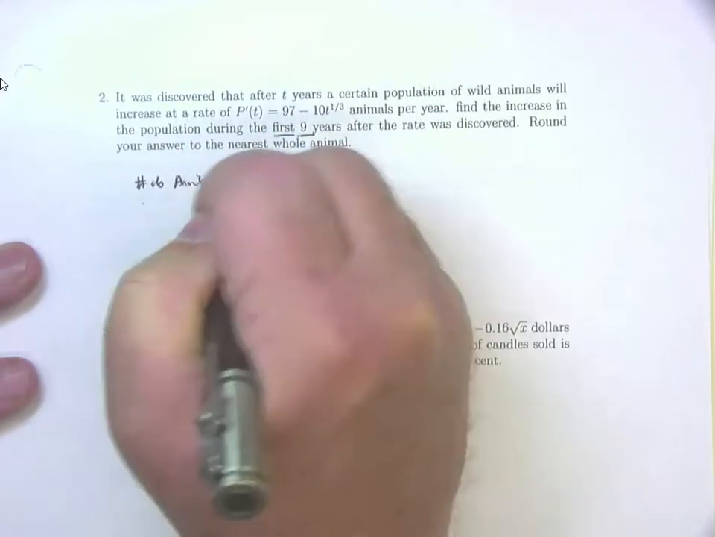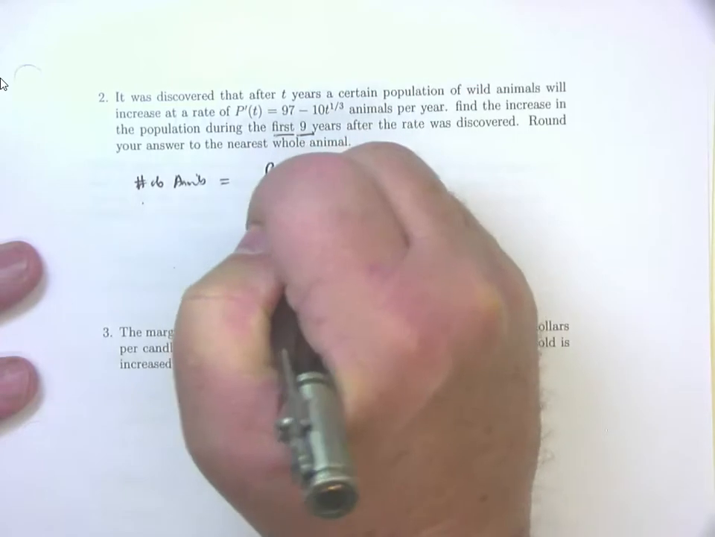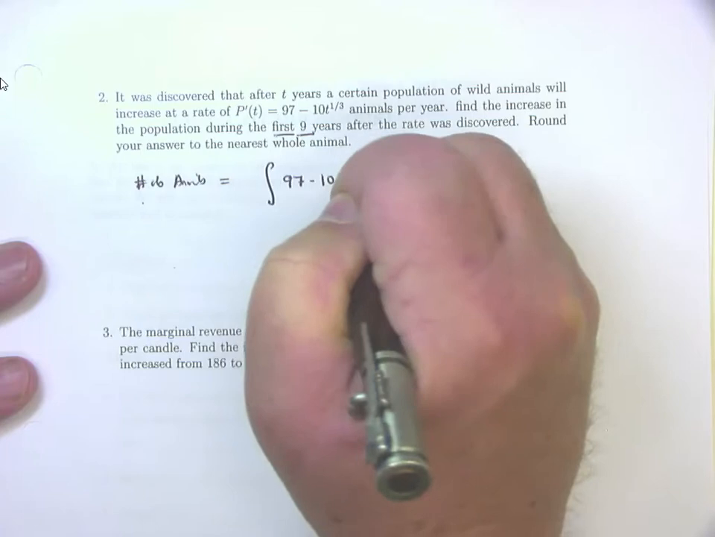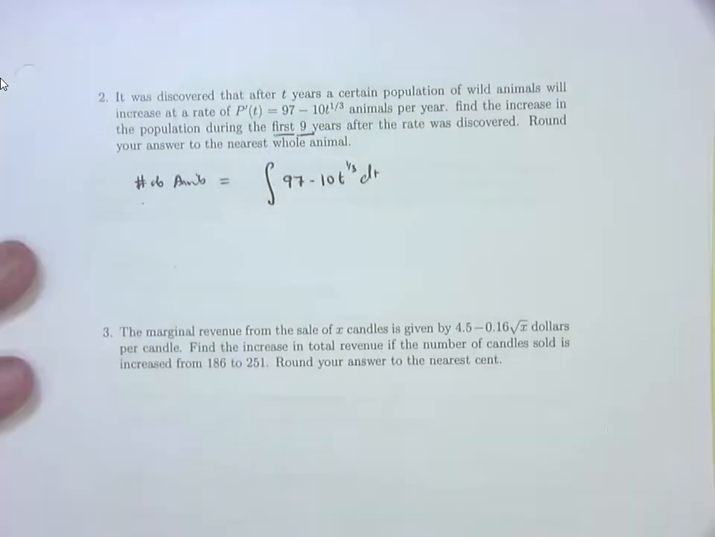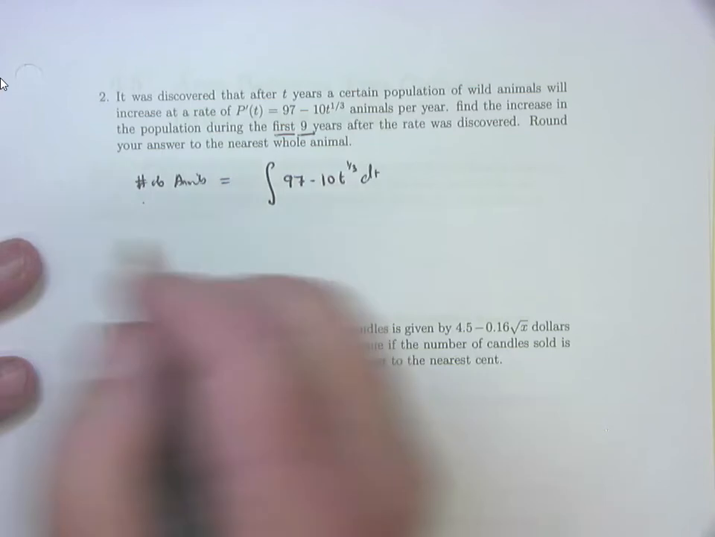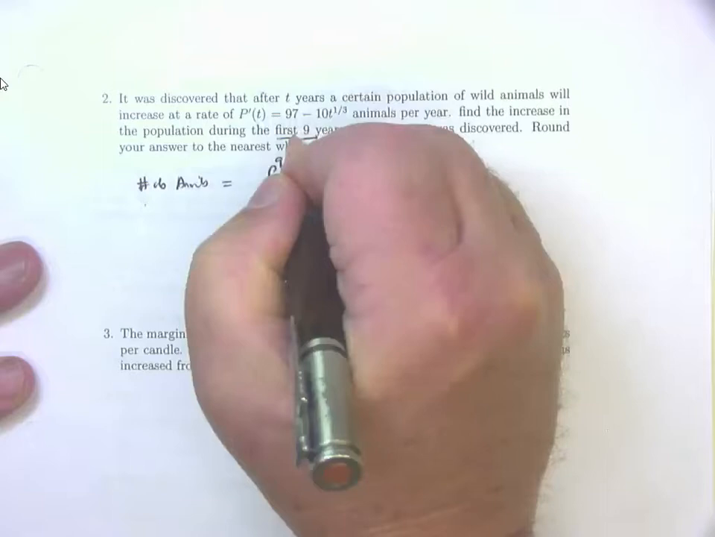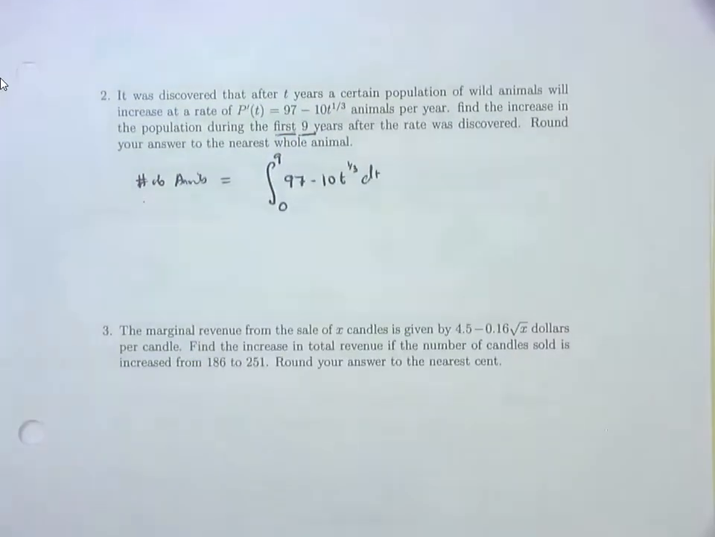So this number of animals, okay, will be equal to the integral of your derivative, 97 minus t to the 1/3 dt. But you got to figure out the bounds. For the first 9 years, that's starting in the beginning, which is 0 to 9. That's what that first 9 years means. It's telling you the bounds from 0 to 9. Does that make sense? Now all you got to do is calculate this thing.